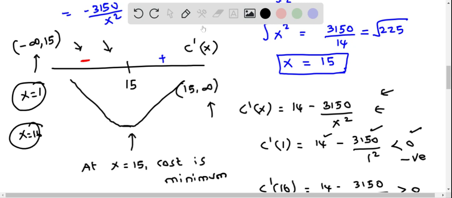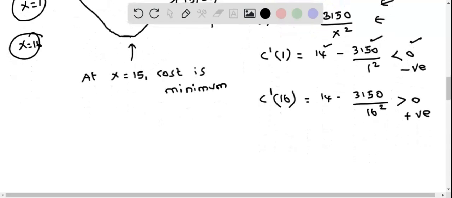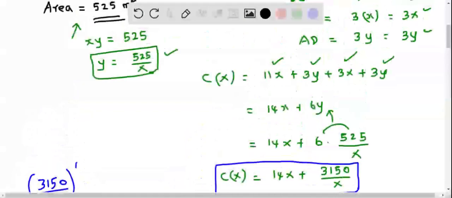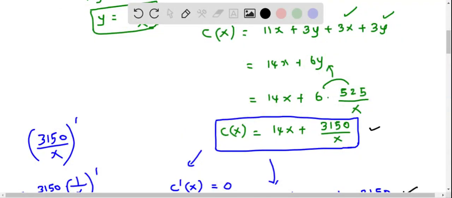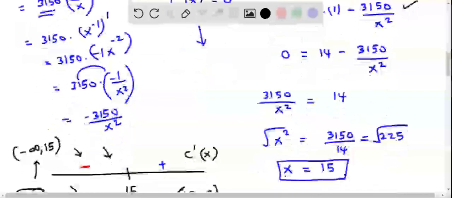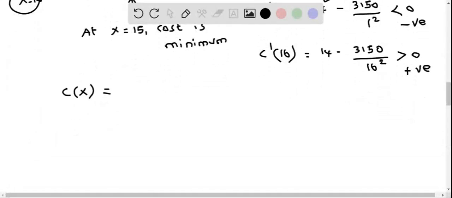Therefore, we can now determine the minimum cost by plugging x equal to 15 into the cost function. So let me copy the cost function C of x, and this equals 14x plus 3150 over x. Now we have to plug in x equal to 15 into this cost function to determine the minimum cost.